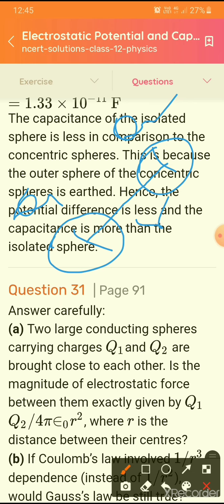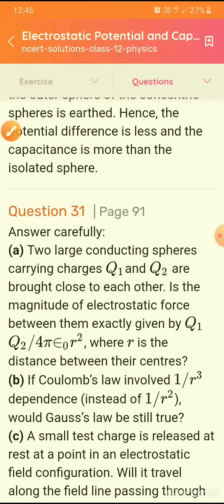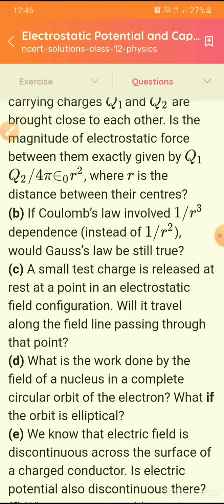The magnitude of the electrostatic force between them will be given by this formula, Q1 Q2 divided by 4 pi epsilon naught r squared. We need to find that out. And the second question: if Coulomb's law involved 1 by r cube dependence instead of 1 by r squared, would Gauss's law still be true? We have to find out whether Gauss's law will be true.